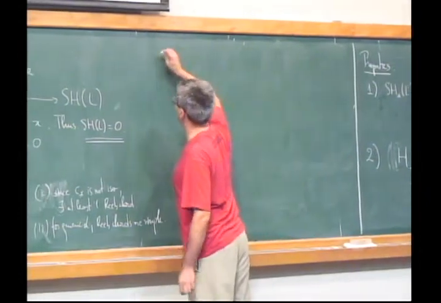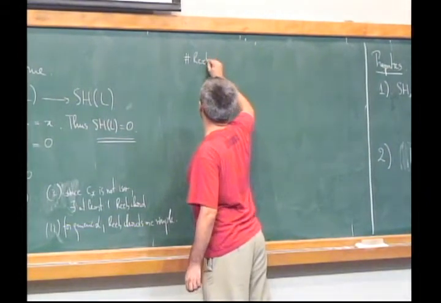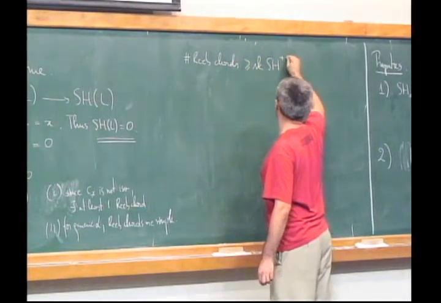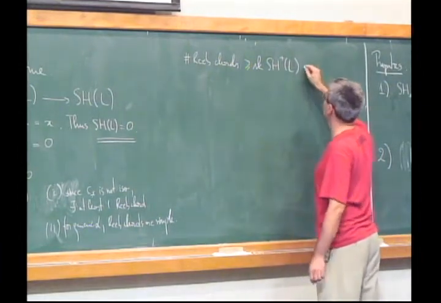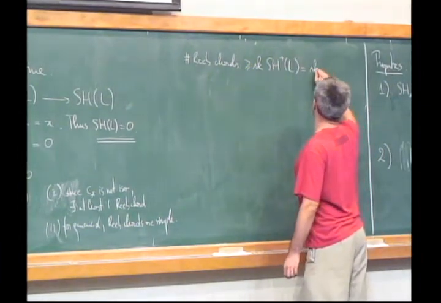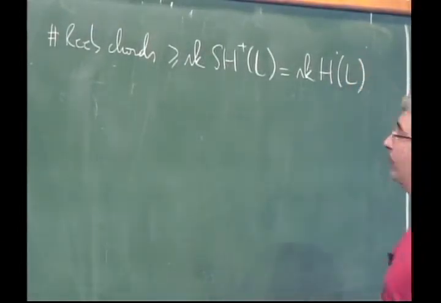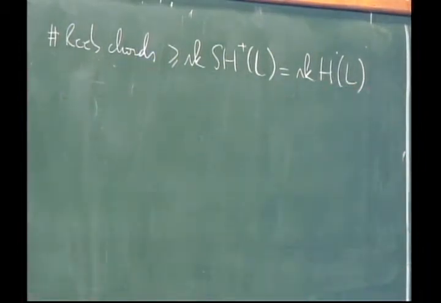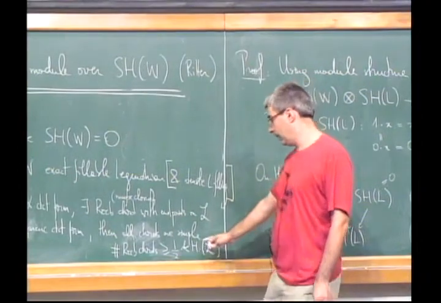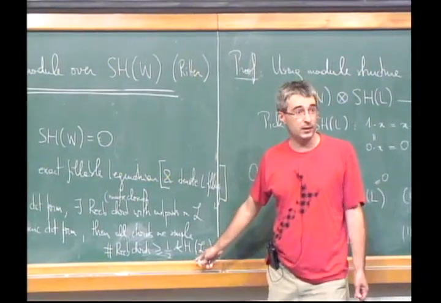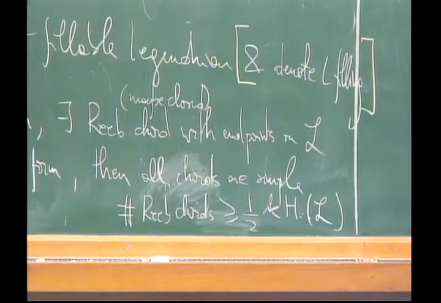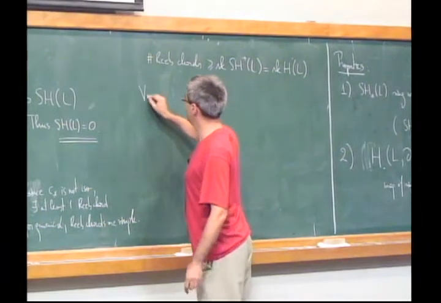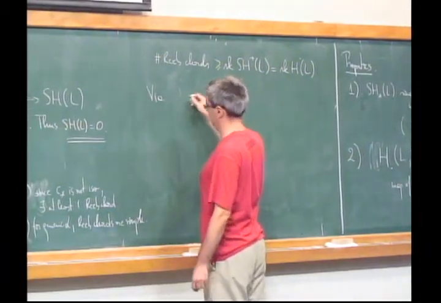So the number of Reeb chords is bigger than the rank of the positive part of wrapped Floer homology, and this in turn is equal to the rank of the cohomology of L. So I could have phrased the conclusion of the theorem in terms of the rank of the homology or cohomology of the filling. But if I want to phrase it in terms of something that depends only on the Lagrangian, it's enough to pass from this to the Lagrangian via the long exact sequence of the pair, right?